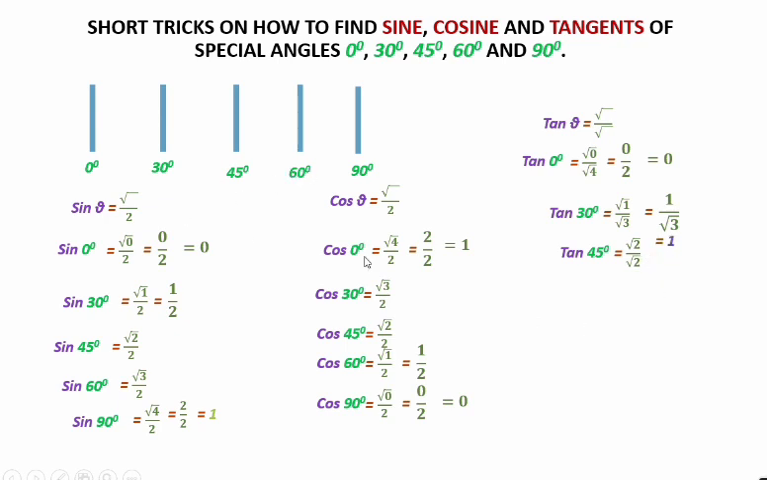And let's go to tan 60 degrees. For tan 60 degrees, we have 3 bars to the left and 1 to the right. So we have root 3 over 1. And that's going to give us root 3 divided by 1, which is root 3.